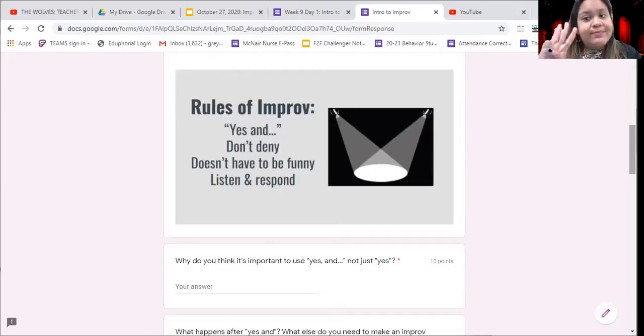The third rule is that improv does not have to be funny. A lot of times, I'll be honest with you, especially when we see examples on TV, things like SNL, things like Whose Line Is It Anyway, or other programming like that, where people are making up what they're saying as they go along, it does end up being funny, but it doesn't have to be. And so that's important to remember. What's more important is that you keep the scene going in a way that is constructive.